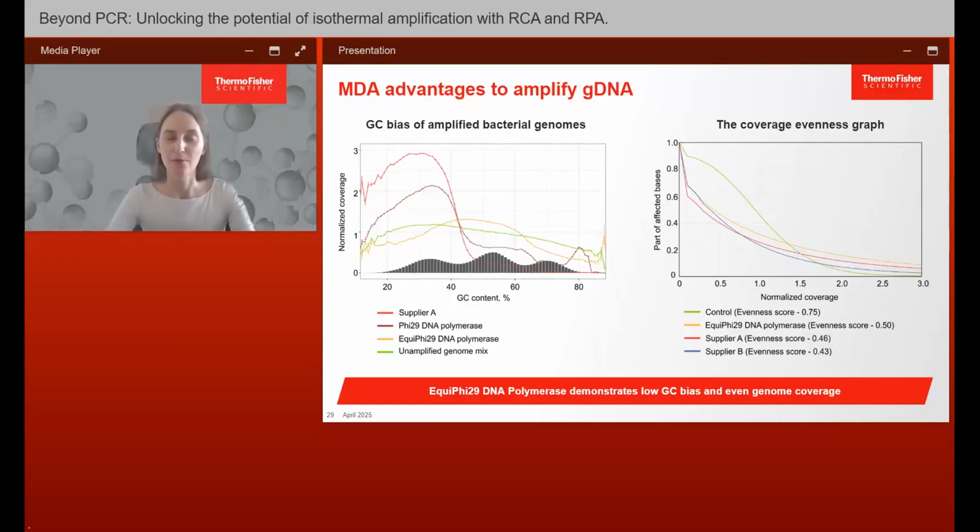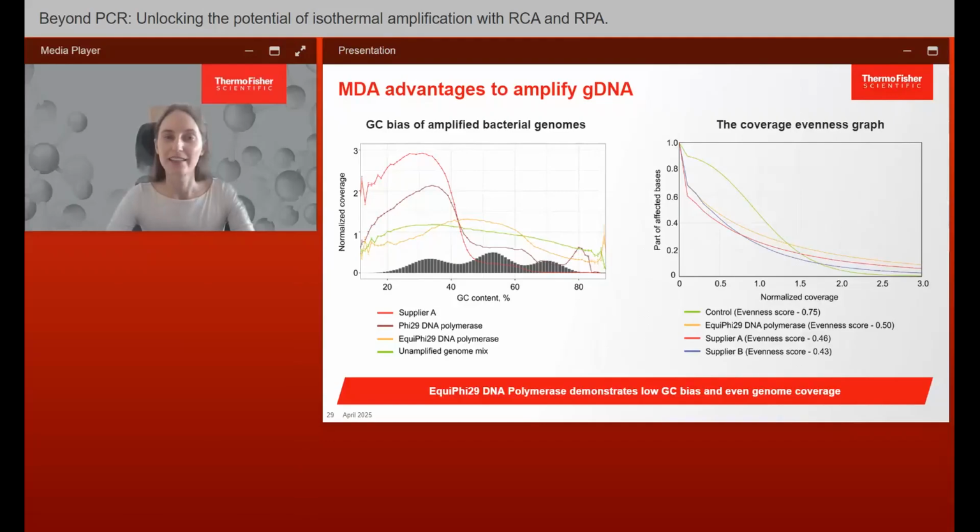So generally, MDA allows us to amplify DNA from incredibly small amounts. You can think of a hair follicle or a tiny blood stain, and it allows us to amplify it with a good coverage, evenness, and low GC bias. So this opens up huge possibilities for us, from solving crimes with limited genetic material to studying the genetic makeup of various organisms in our environment.